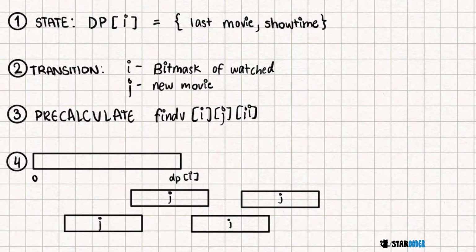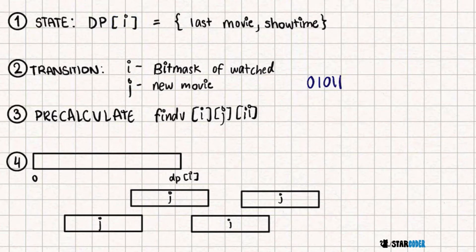We're going to solve this question using a bitmask DP. In our state, we're going to store I, which is going to be a representation of the movies we've already watched. So if I is in binary 0, 1, 0, 1, 1, then we can take it to mean that we've already watched movie 0, movie 1, and movie 3. So we're going to store the movies we've already watched using our state.